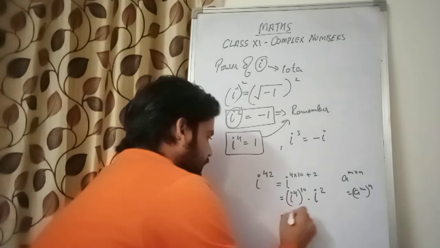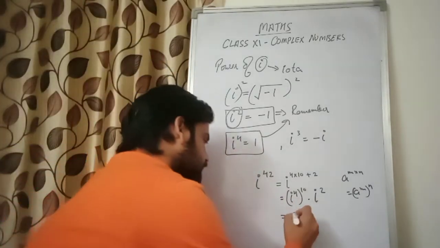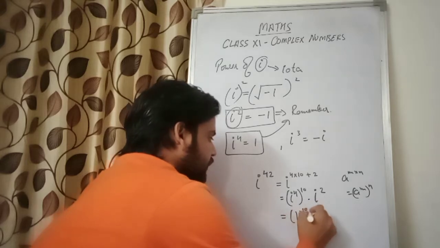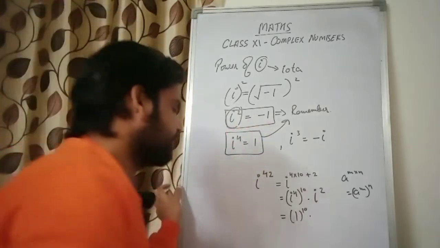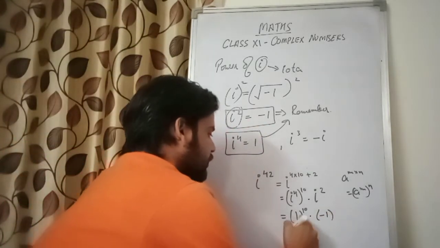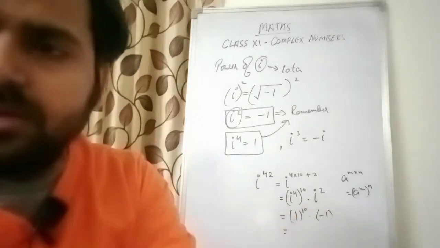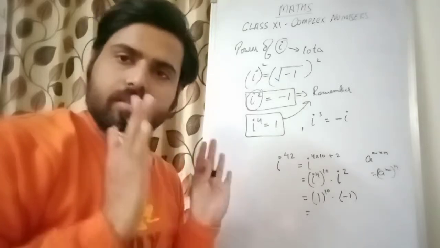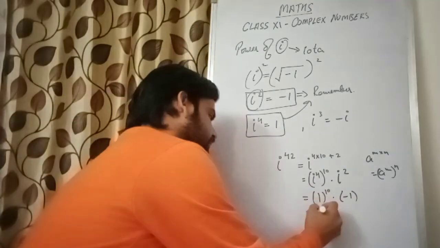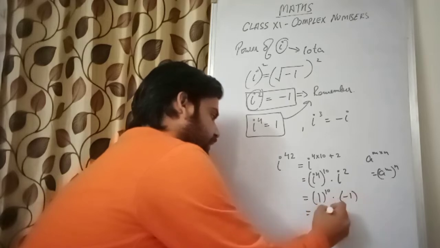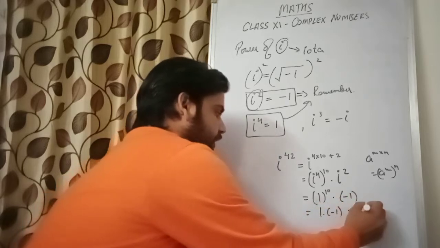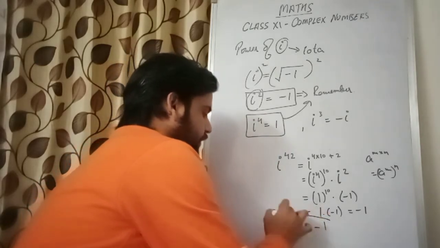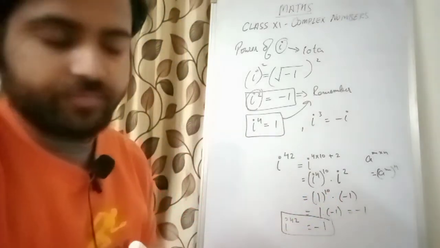So now see here, I to the power 4 we know it's 1. It is 1. 1 to the power 10 dot I square is what? Minus 1. Now if you have any power on 1, the answer will be 1 always. So 1 to the power 10 will give you 1 into minus 1, so 1 into minus 1 will give you minus 1. So we can write this as I to the power 42 equals to actually minus 1. So this is the way to solve.